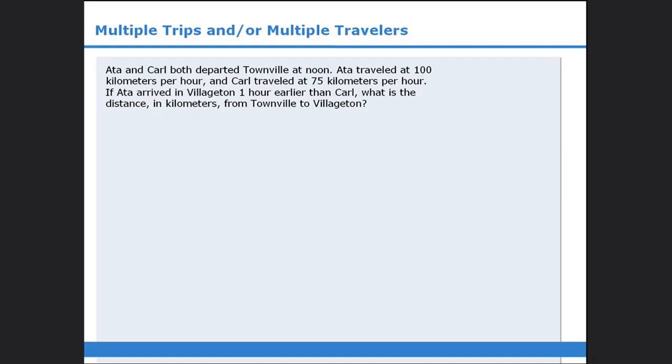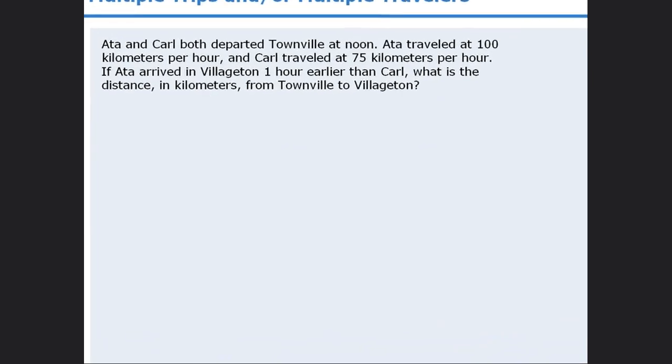In this lesson, we will learn how to solve motion questions where there are multiple trips or multiple travelers. In this example, there are two separate travelers, Ada and Carl, who are both traveling from Townville to Villageton. We are told the speed of each traveler, and we are told that Ada arrives in Villageton 1 hour before Carl does. Our goal is to determine the distance from Townville to Villageton. So how do we begin?